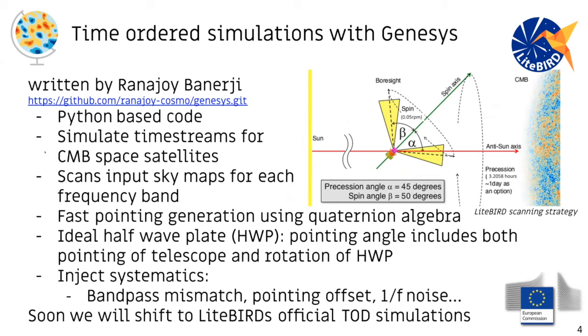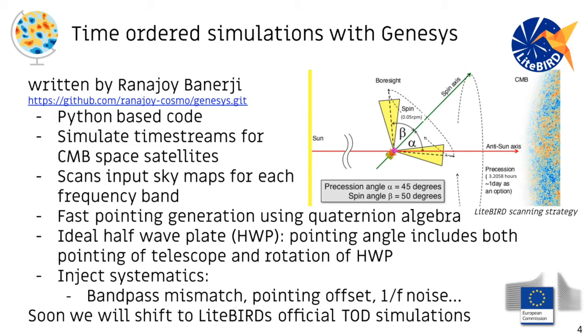And based on LiteBIRD, I generate my time-ordered simulations with a code called Genesis. This is a code written by Ragnhild. You can find it on GitHub if you're interested. But as soon as LiteBIRD has its own official time-ordered simulations, which will soon be happening, I will change simulation sets and use those instead. But as for now, I use Genesis. It's a Python-based code that simulates time streams for CMB space satellites.